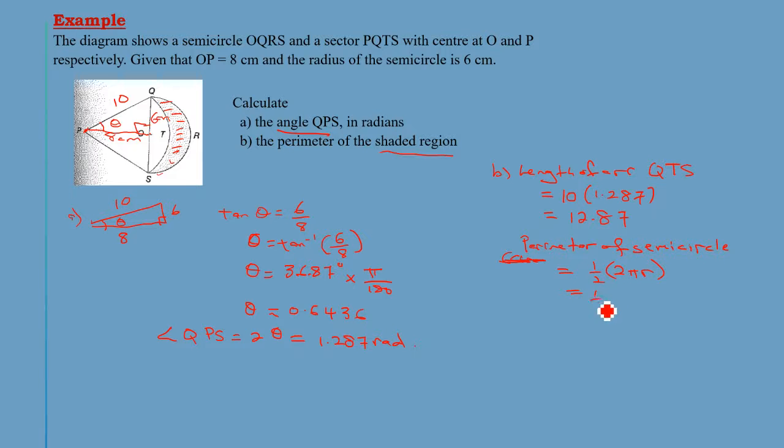And what do you have? You have 2, and your pi you multiply by 3.142. And what is the radius for the semicircle? It is already given. The radius of the semicircle is 6. So what we get in total here is 18.